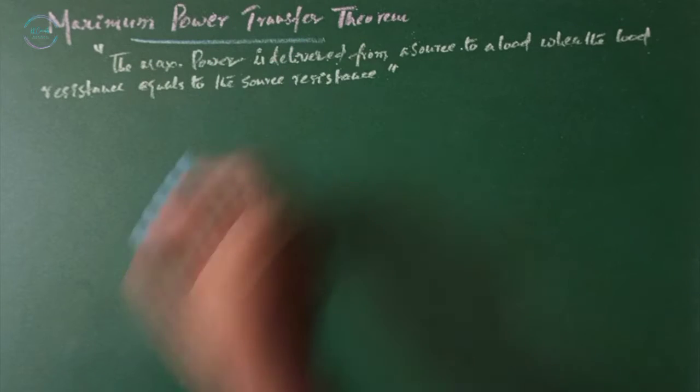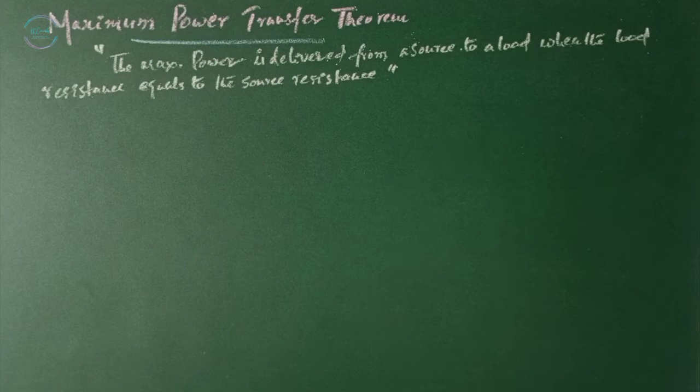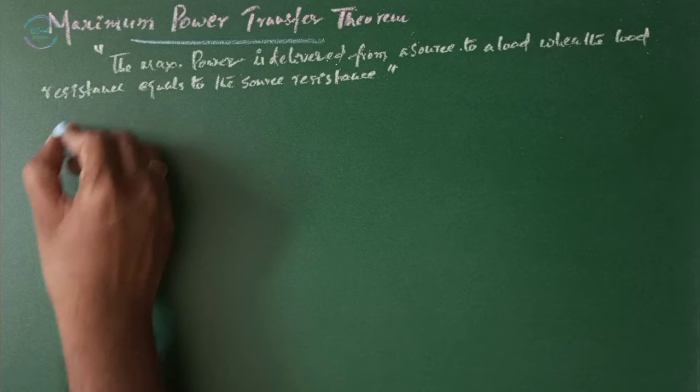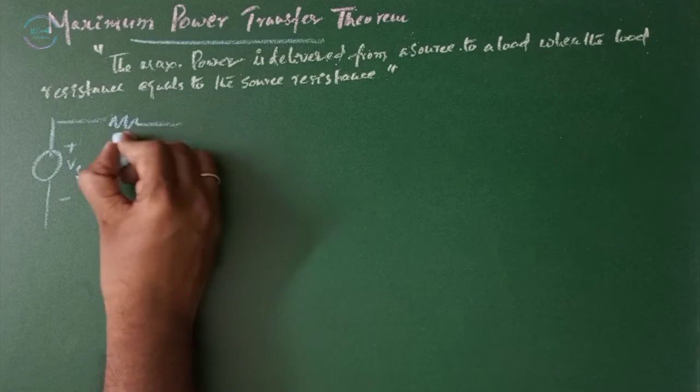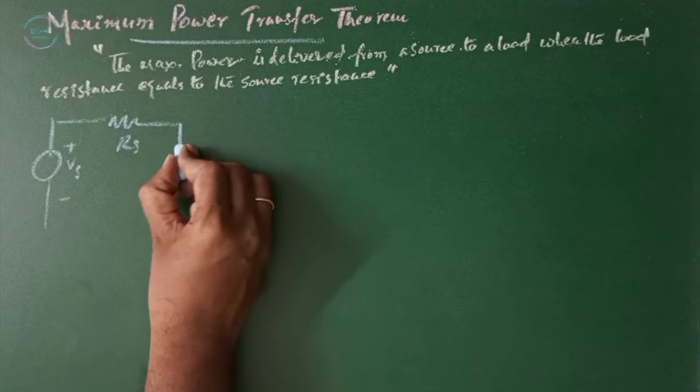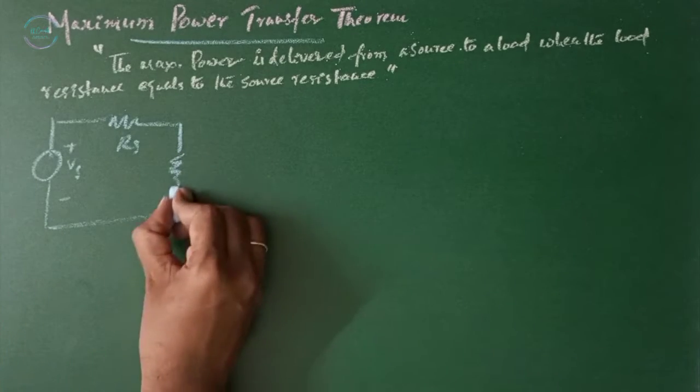Maximum power transfer theorem. The maximum power transfer theorem states that the maximum power is delivered from a source to a load when the load resistance equals the source resistance. Let us consider a network with voltage Vs, a source resistance Rs, and a variable load resistance RL.